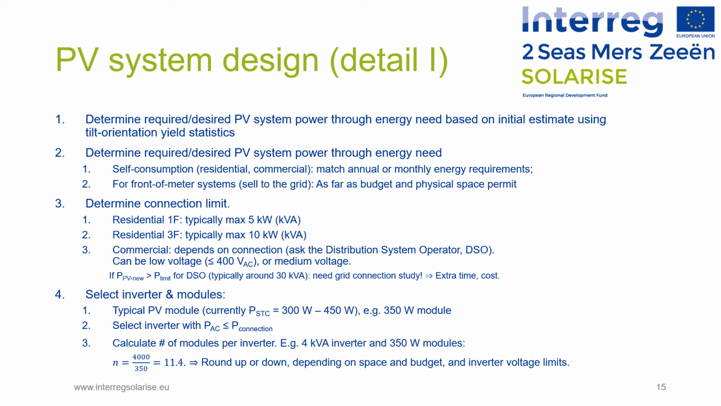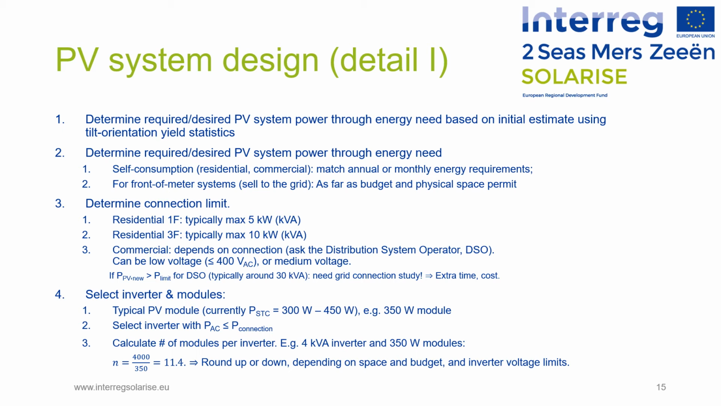And then, once you have passed those steps, you need to select the inverter and modules. If you look at a typical PV module, currently the power of PV modules ranges between 300 and 450 watts. And let's say that we select a 350 watt module. You then select an inverter with the AC power less than or equal to the allowed connecting power, and then you calculate the number of modules per inverter.